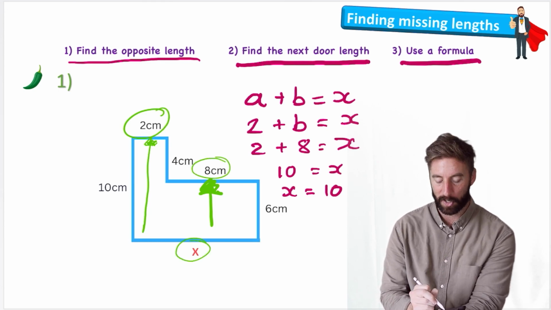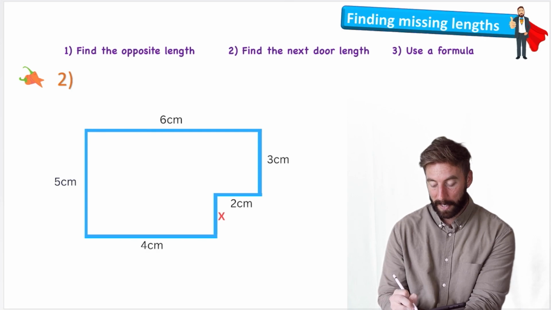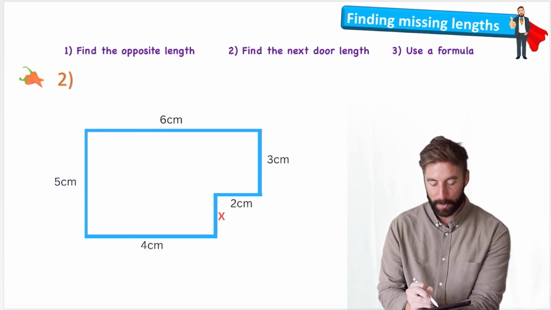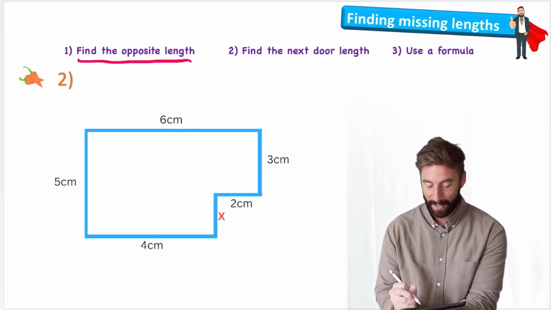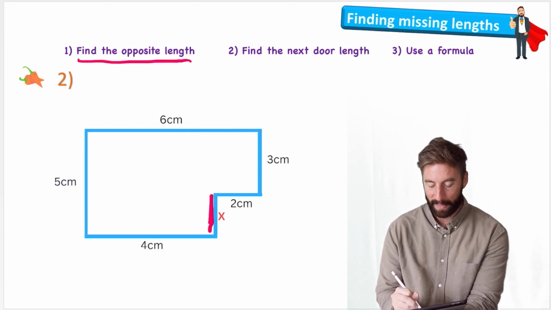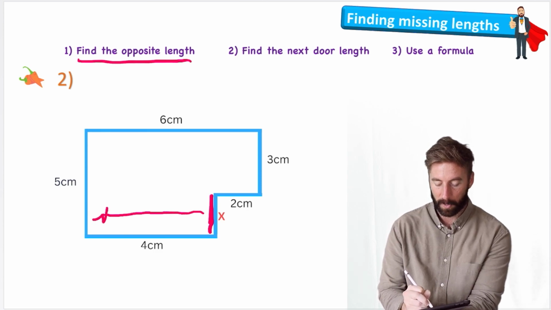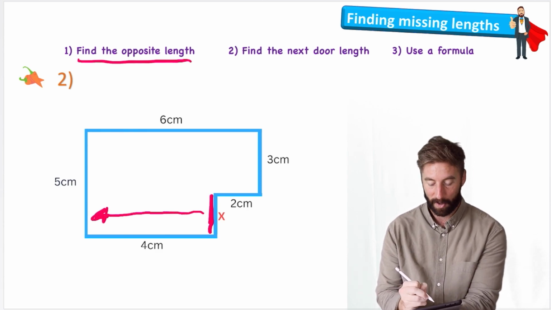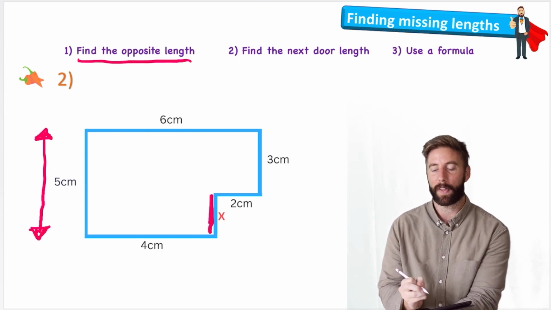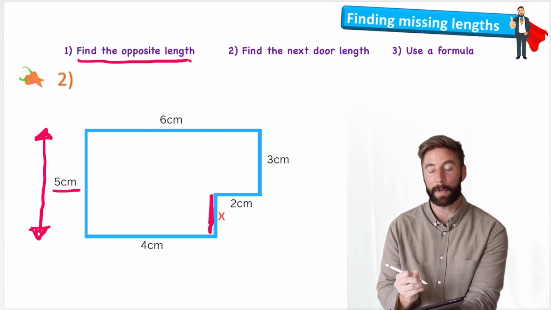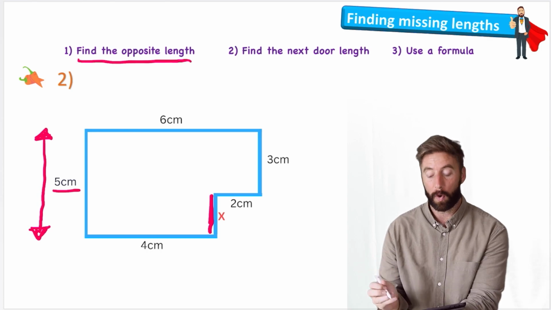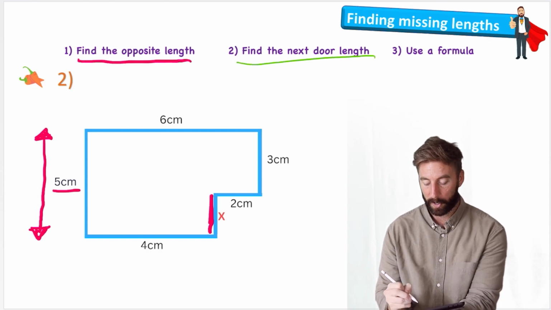Let's look at a more challenging one. Here we have this missing measurement x down here. So again, I'm going to follow my steps. Find the opposite length. So what is opposite this length here? Well, I'm going to look over here and I'm going to see this length of 5. Okay. So I think this 5 centimeters is going to help me, but that's not enough. So I'm going to follow step 2 and I'm going to look next door.